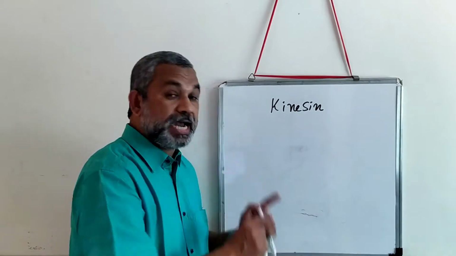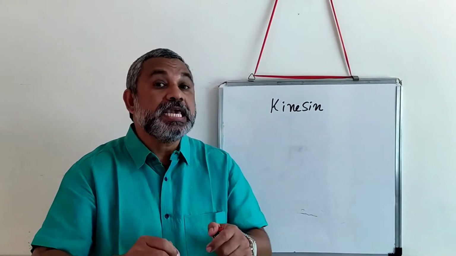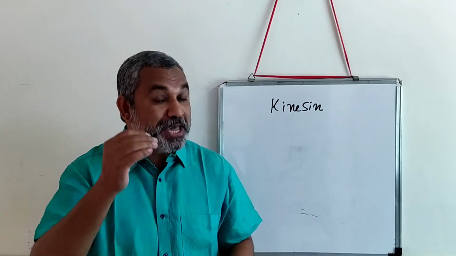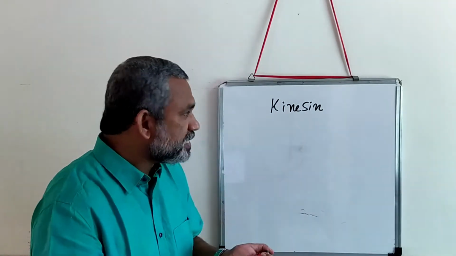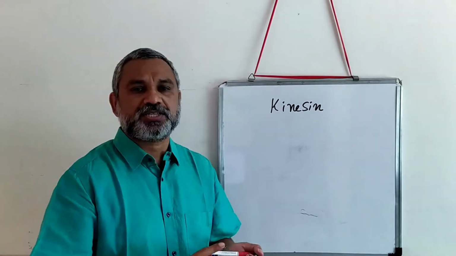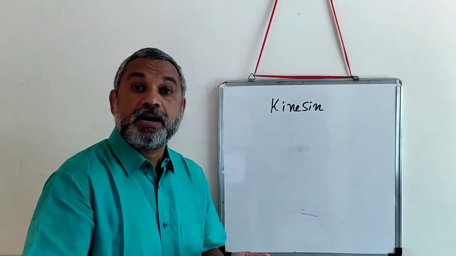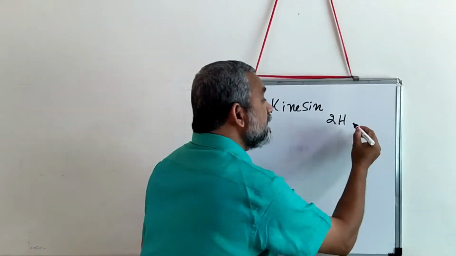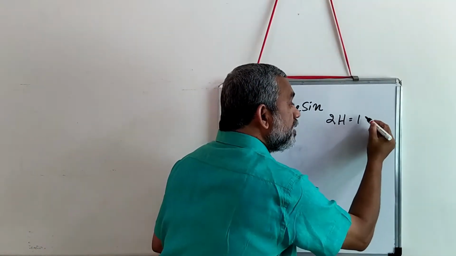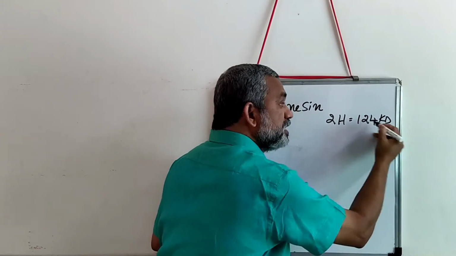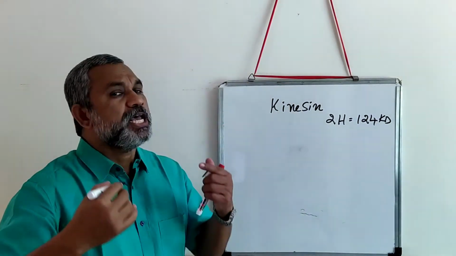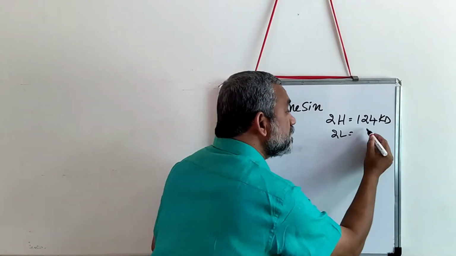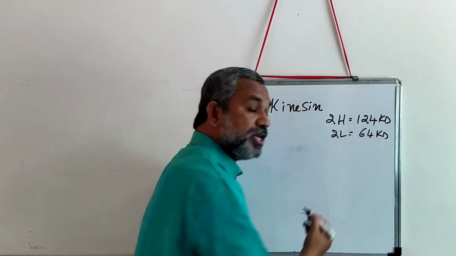The structure of kinesin. Kinesin is a motor protein which is associated with the microtubules. It has a complex structure. It has two heavy chains, and the molecular weight of the heavy chain is roughly about 124 kilodalton. It also has two light chains, and the molecular weight is about 64 kilodalton.